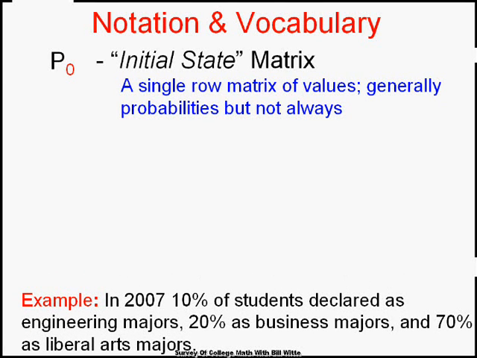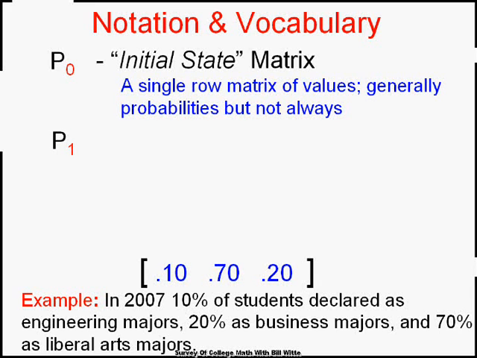Give me an example. In 2007, 10% of the students declared as engineering majors, 20% declared as business majors, and 70% as liberal arts majors. That was the state that the college was in 2007, and that could be stored as a matrix: 10%, 70%, and 20%. Now, once again, let me remind you, you're going to have to label these things, because no one's going to do it for you. You have to know which of those numbers represents which. Okay, but it will always be a single row. That's what a state vector will be.